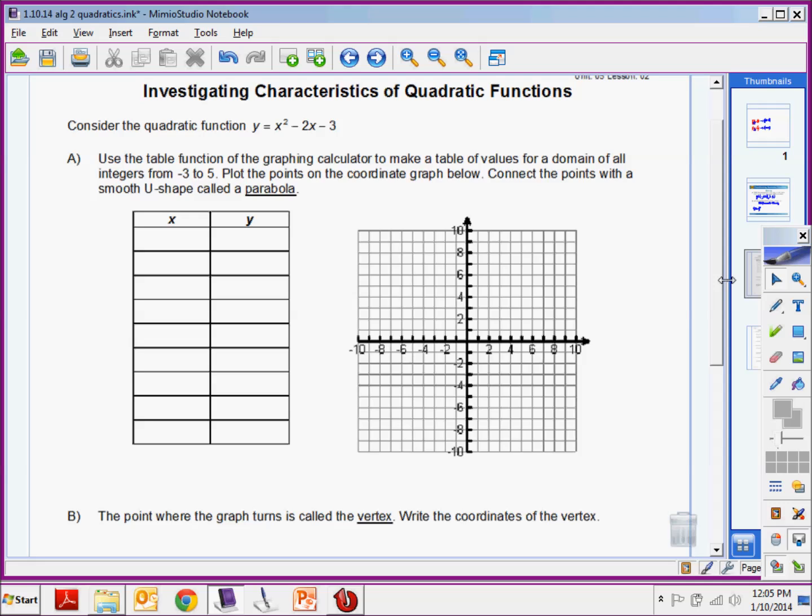Give me a pencil with that. It's not a problem. Anybody have a pencil?